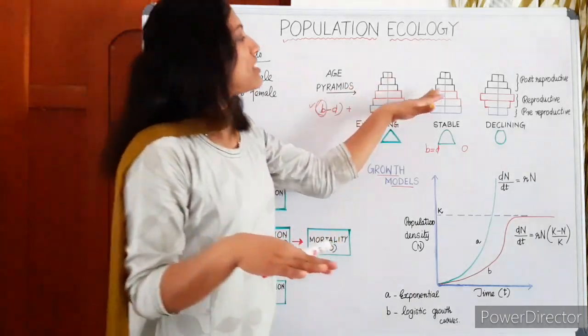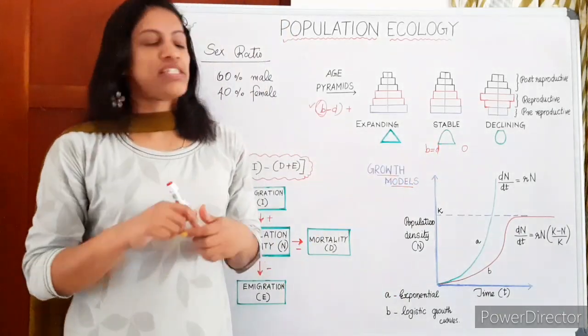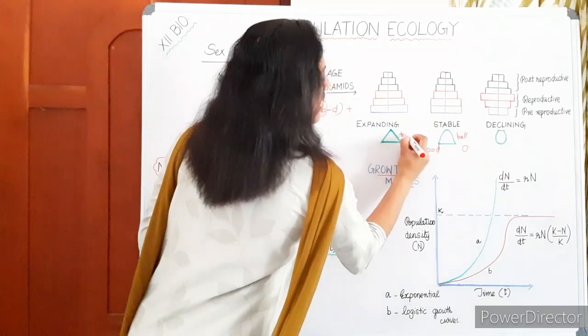Its shape is bell shaped. This shape is bell shaped. This other one is triangular shape.